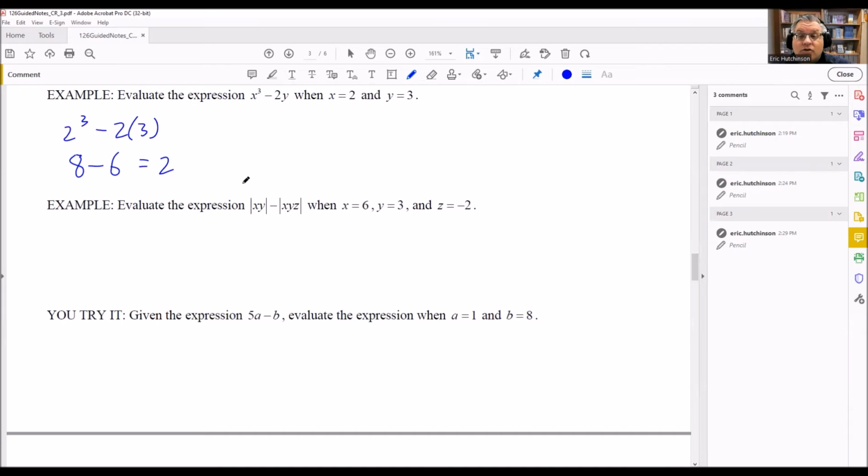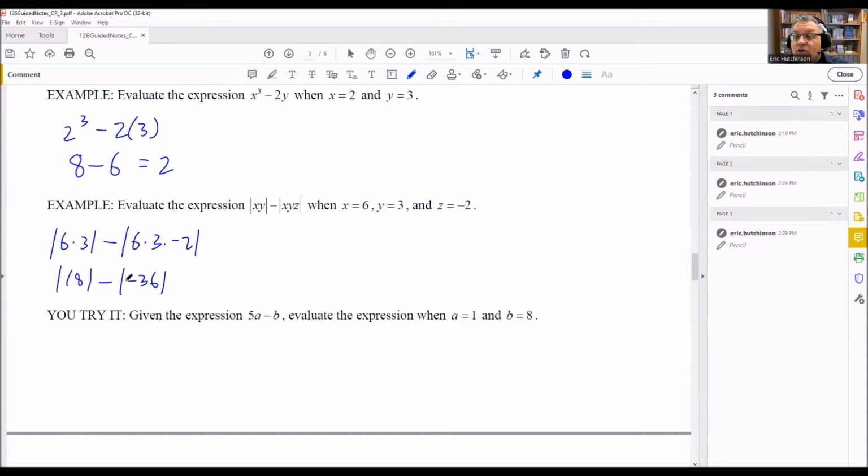You may have more than 2 variables. This is 3 variables. The process is still the same. Replace the letter with the number that we have. So x is going to be 6. The y is 3. Then we have a minus. Inside the other absolute value, we have x, y, and z. So 6 times 3 times negative 2. We're going to multiply each of these inside. So we're going to get 18 for this first one. This one, we get negative 36. 6 times 3 times negative 2.